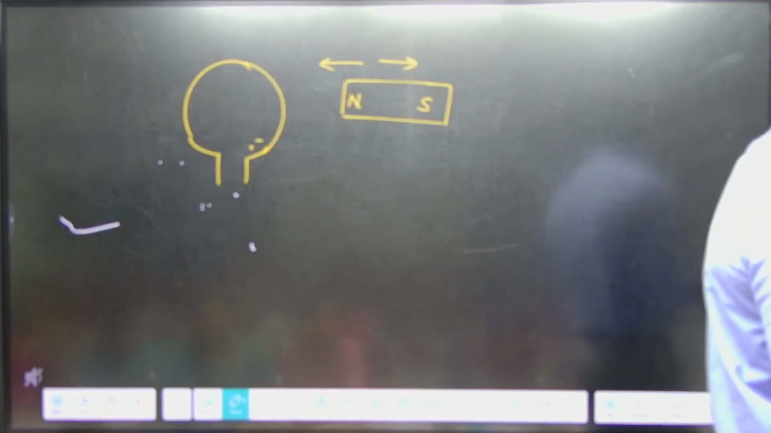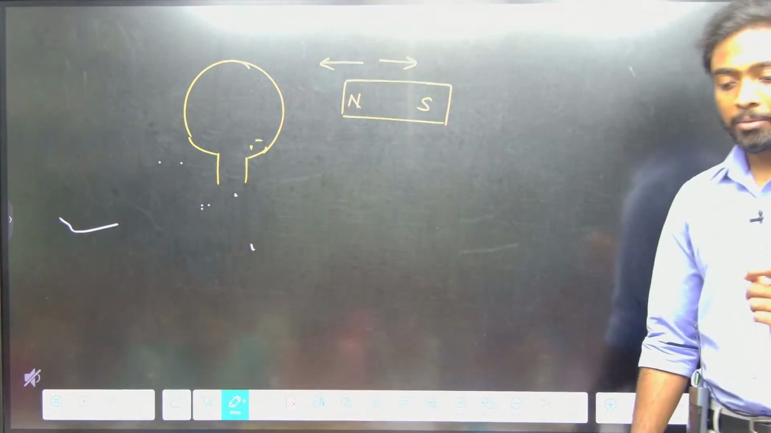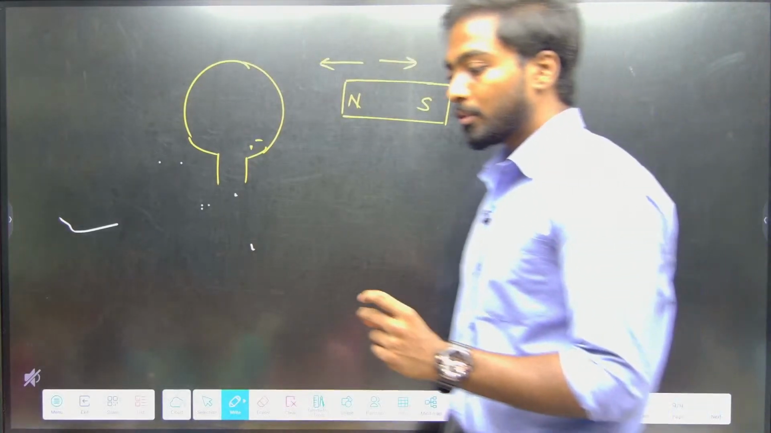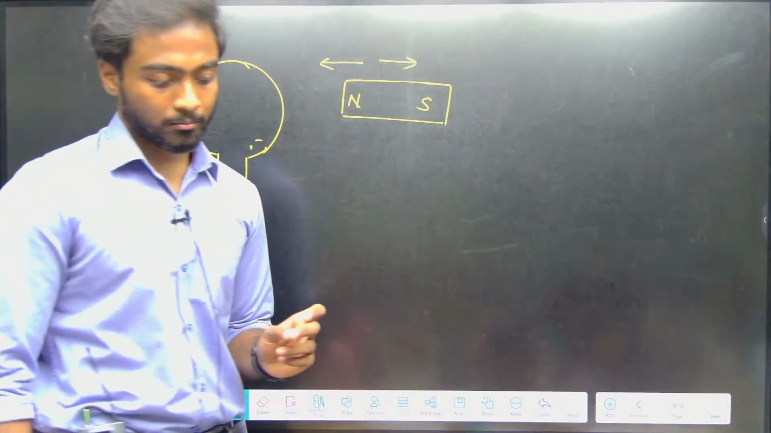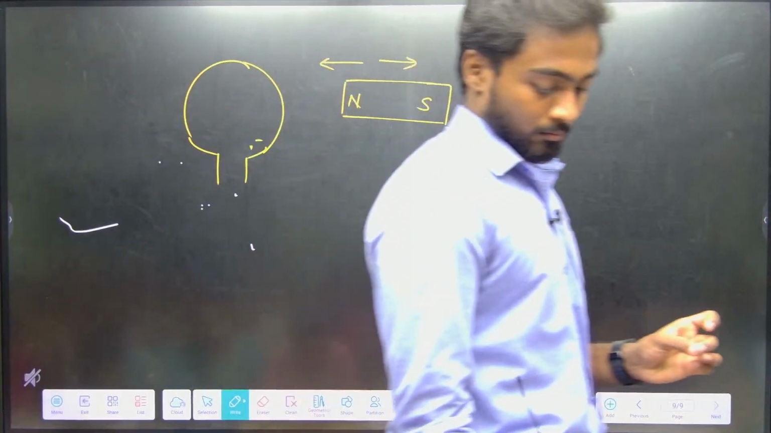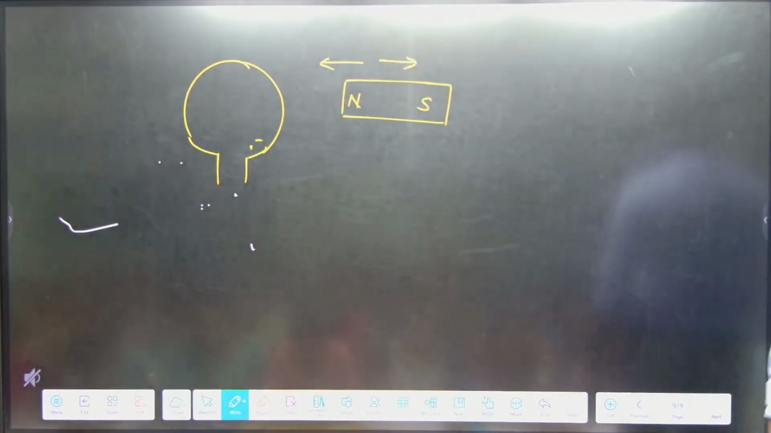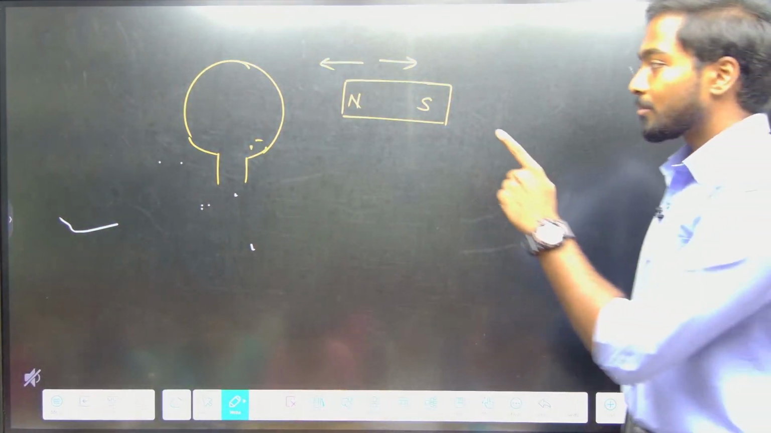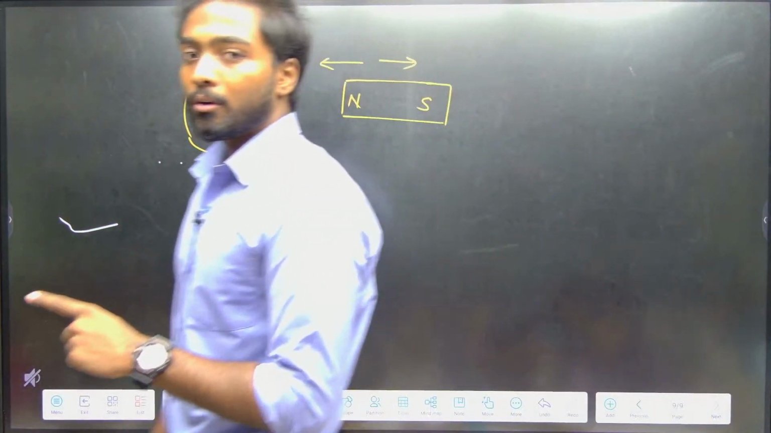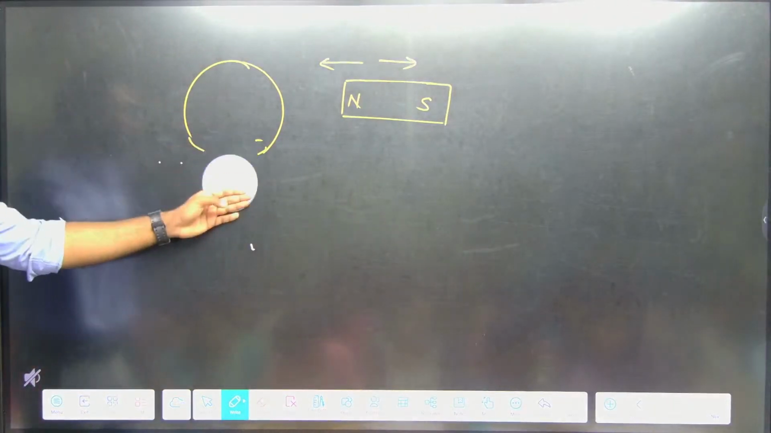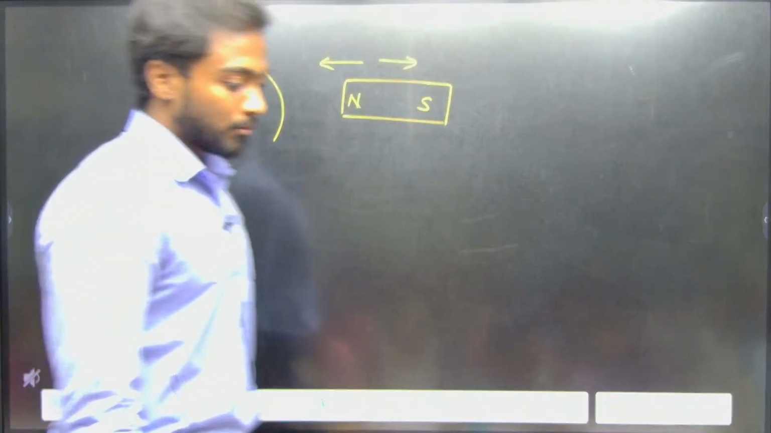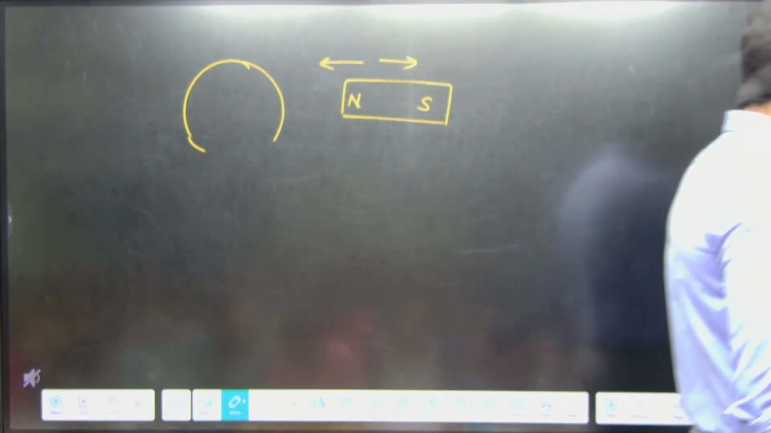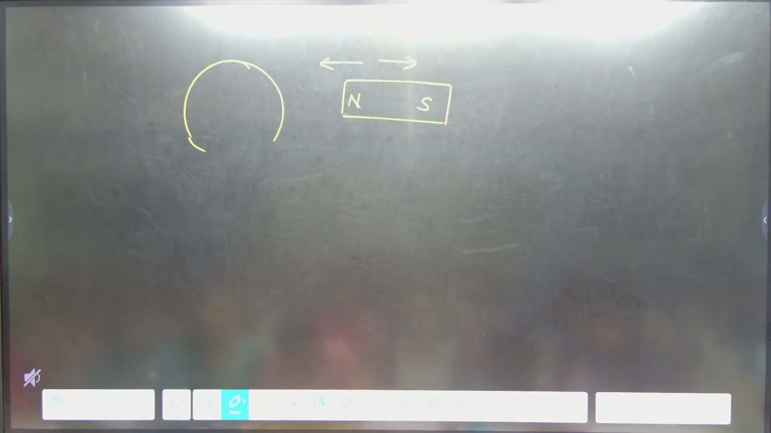But induced current is 0, because there is no path to flow.